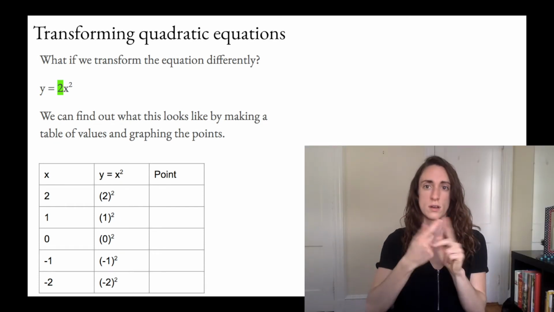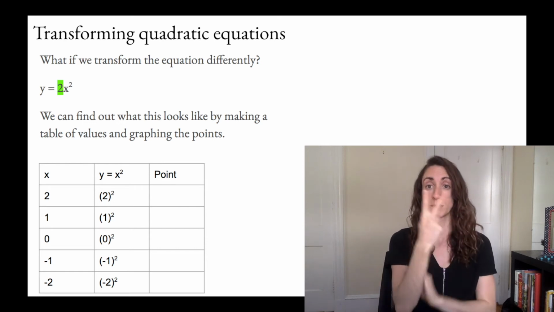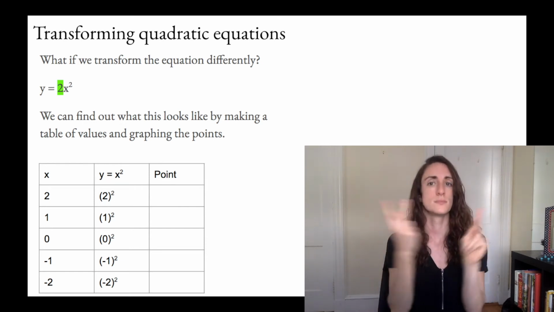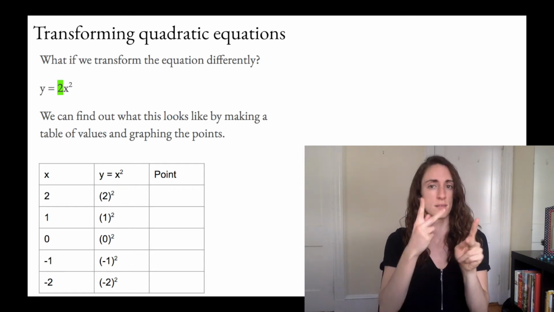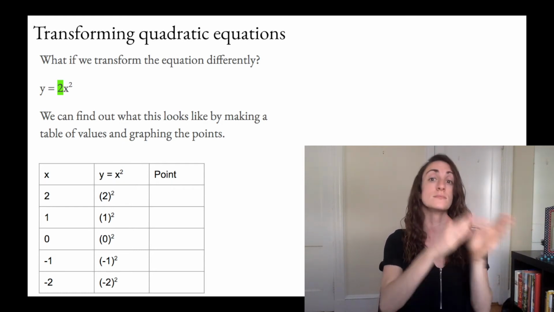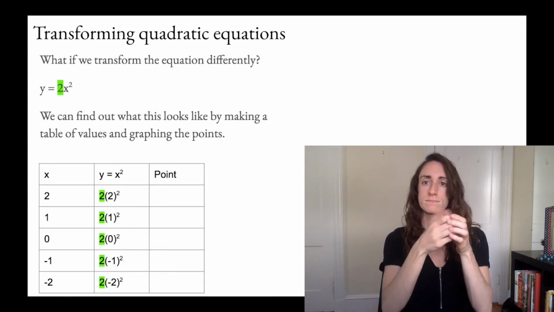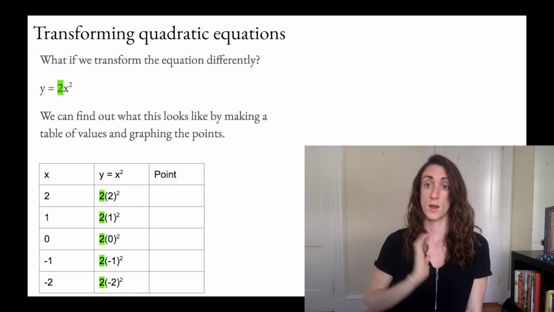So now let's look at another different kind of change to the equation. So we've got y equals 2 times x squared. So now we're not adding or subtracting anything, we're multiplying by 2. So we'll keep our x values the same again, and then each y value will be multiplied by 2. It'll become 2 times as large.